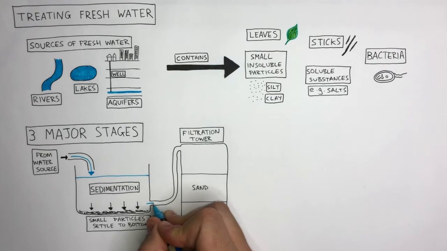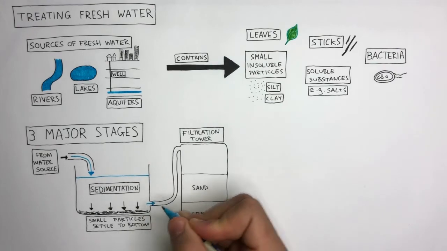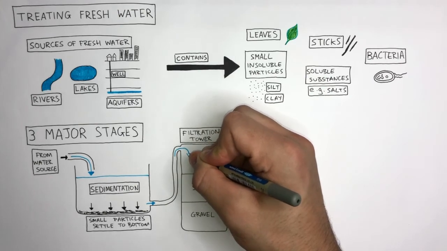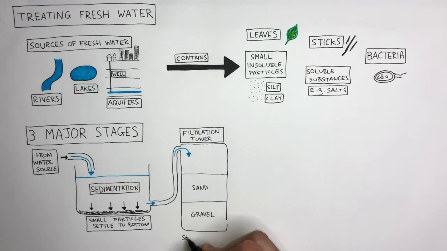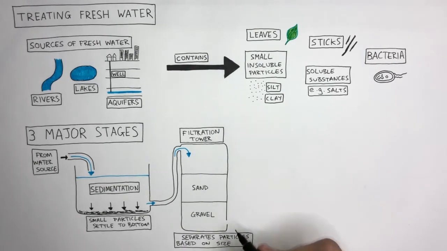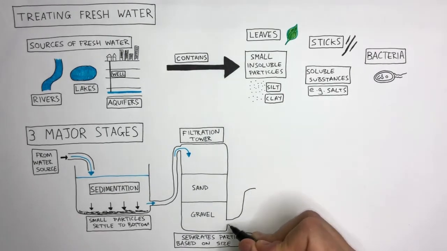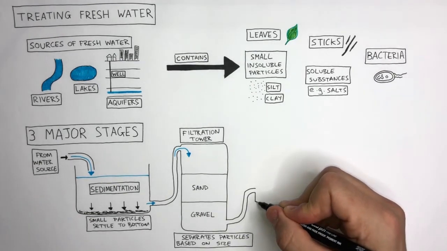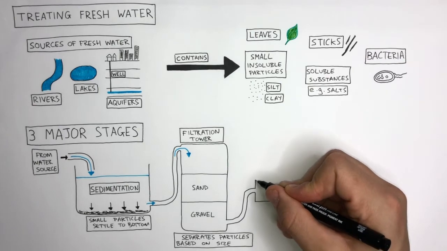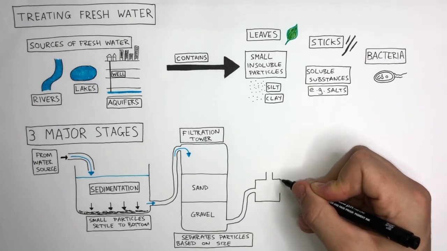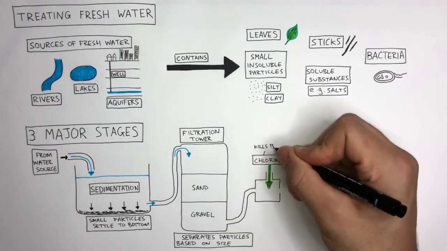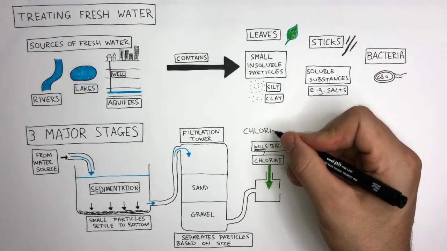The water that flows from the sedimentation tank into the filtration tower still contains very small particles. The sand and gravel beds separate the particles based on size. By this stage, sedimentation and filtration have removed the leaves, sticks, and small insoluble substances. The next stage is to kill the bacteria and other microorganisms. To do this, we add chlorine. Chlorine kills bacteria, and this stage is called chlorination.